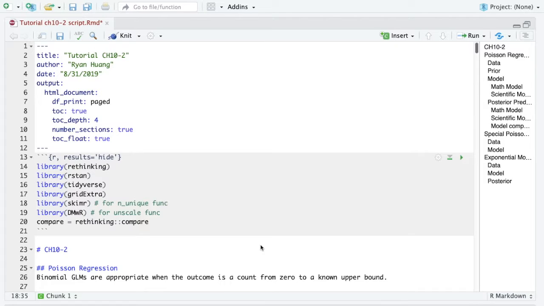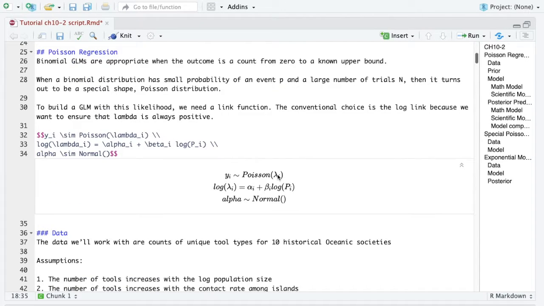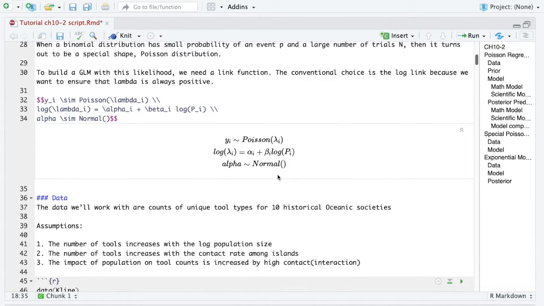Welcome to the second part of tutorial chapter 10. In this chapter we will learn about an extension version of the binomial regression, which is the Poisson regression. Binomial models are appropriate when the outcome is a count from 0 to a known upper bound, which is the n trials, and when a binomial distribution has a small probability of the event p and a very large number of n trials, then it turns out to be a special shape, the Poisson distribution.